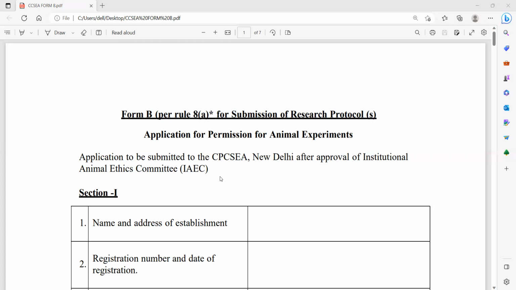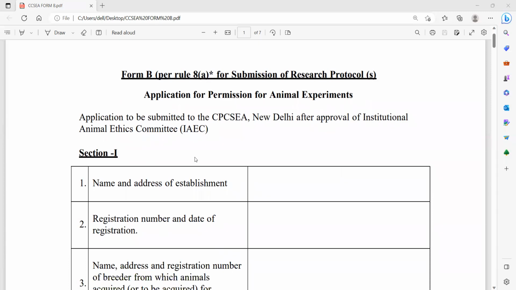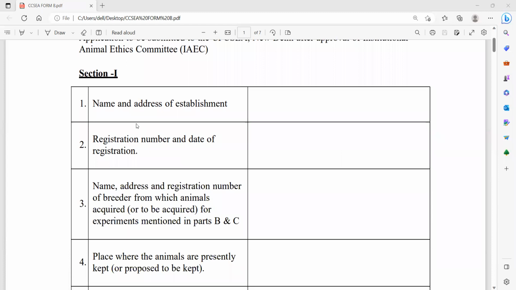So how to fill up this form? Just we will go through it. It contains two sections, section 1 and section 2. So one by one we will discuss.